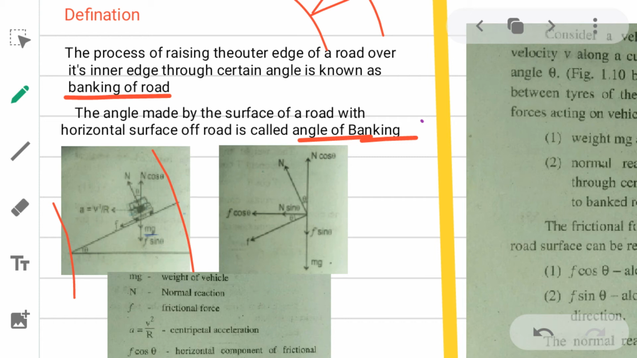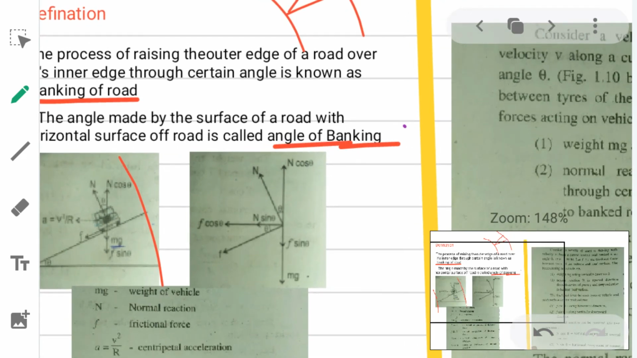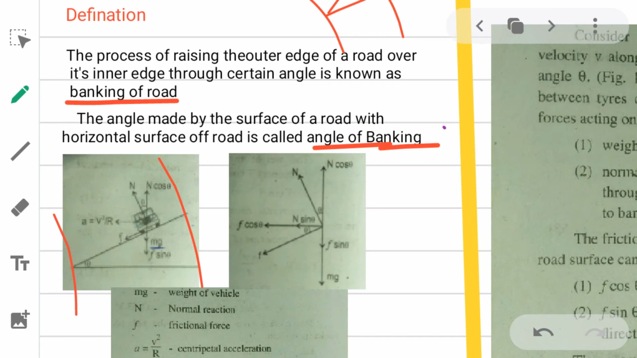The angle made by the surface of a road with the horizontal surface is called the angle of banking. This theta is known as the angle of banking. Now, which forces are required here? Vertically, first is N, the normal reaction, weight mg, and acceleration towards the center v square upon r. Centripetal acceleration is v square upon r. Centripetal force is mv square upon r.